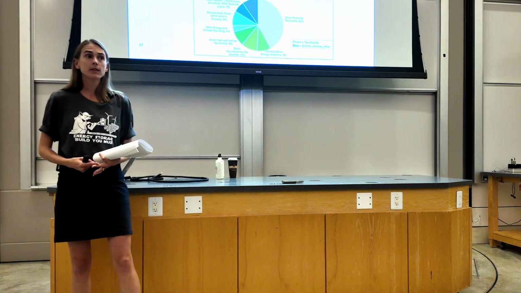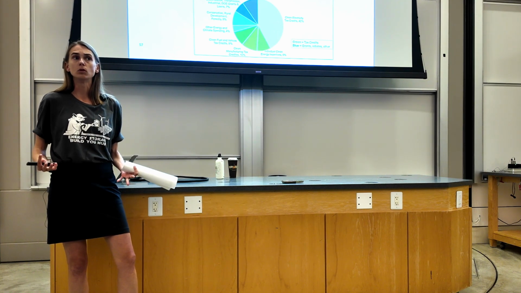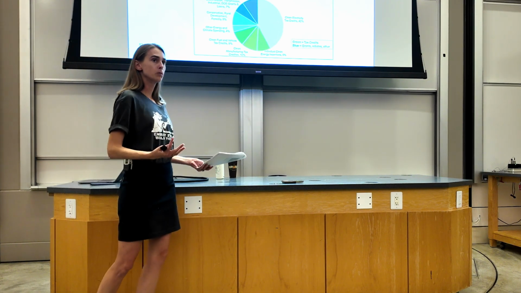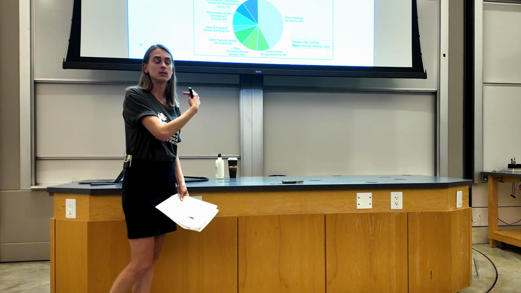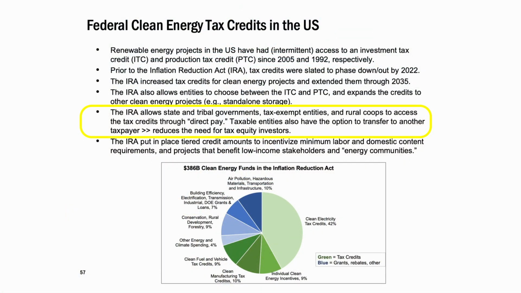Prior to the IRA, if a city or a school built a renewable energy project, they wouldn't be able to take advantage of these tax credits. But the Inflation Reduction Act implemented a really game-changing policy mechanism called direct pay or elective pay, whereby non-taxable entities like schools, governments, tribes can file with the IRS and get a cash payment in the amount of the credit. So that's been a big game changer.